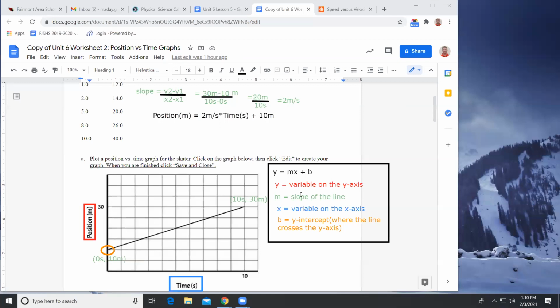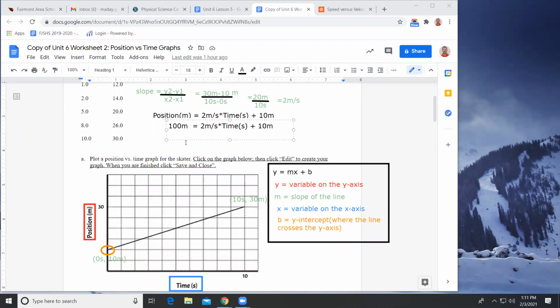Now, for example, say we know that the skater is now at 100 meters. So what we can do is fill this in. We can say, okay, we know the position is 100 meters, which is equal to, and we leave everything else the same, 2 meters per second times the time in seconds plus 10 meters. So once we have this information, we can now solve and see how long it took this person to skate to the 100 meter mark.